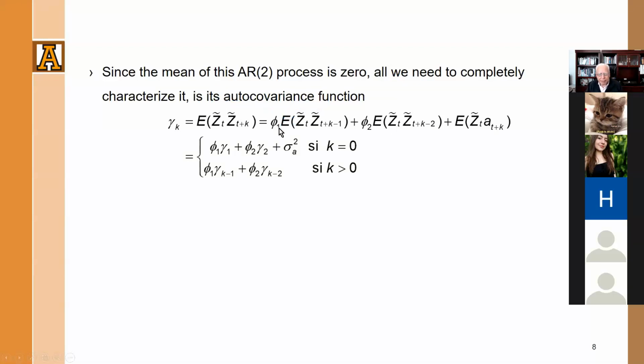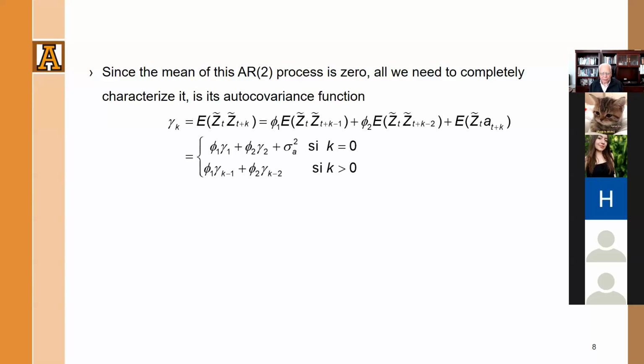Now, since the mean of this AR2 process is 0, because we're taking Z tilde t, which is Z t minus its mean, all we need to completely characterize the process is the autocovariance. Remember that we're focusing on the first two moments. We know the first moment is 0, so what we need to characterize this process is the second moment, which is the variances and the covariances.